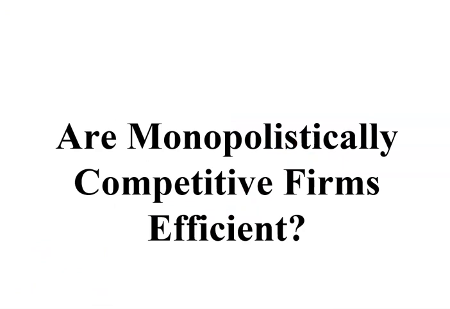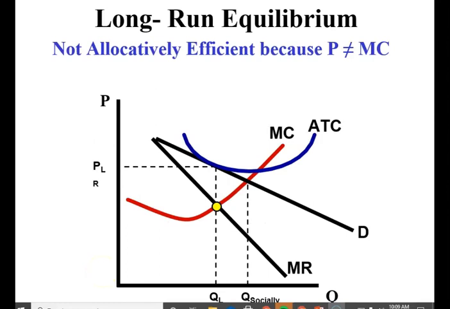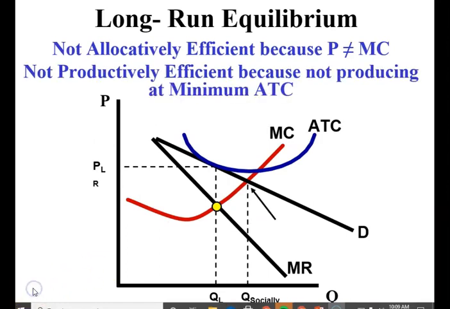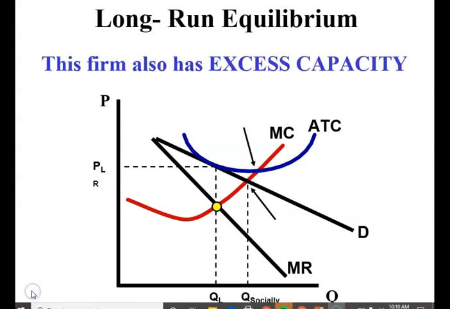Are monopolistically competitive firms efficient? They are not allocatively efficient because price does not equal marginal costs. Nor are they productively efficient because you're not producing at the minimum ATC. The firm also has excess capacity.